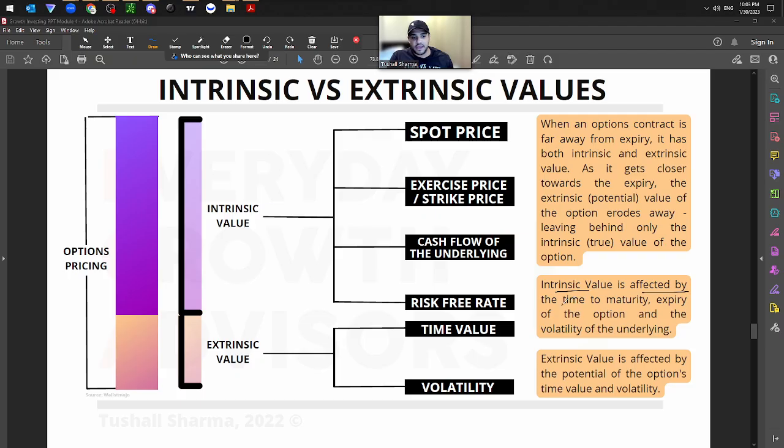Intrinsic value is affected by the time to maturity, expiry of the option, and the volatility of the underlying. Extrinsic value is affected by the potential of the option's time value and volatility. Okay? There's really not much to get complicated here except for to understand that when an option has time value, it has some potential, and that potential gradually falls away towards the expiry. At the expiry, it's about what the strike price is, where the underlying stock is in relation to the strike price, and that's all that matters.